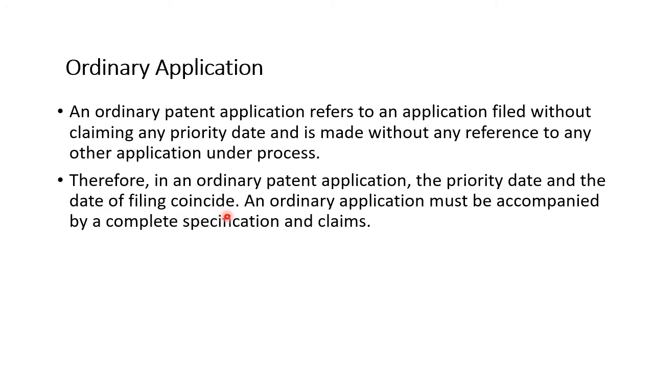Therefore, in an ordinary patent application, the priority date and the date of filing coincide. Priority date means if there are two works, then the one which is claimed to be the first one, that is what we call the priority date, but in case of an ordinary application, the priority date and the date of filing coincide. And an ordinary application must be accompanied by complete specifications and claims. Okay, we are not referring to any other work, so we must give all the details about our work in this particular application. That type of application is known as the ordinary application.